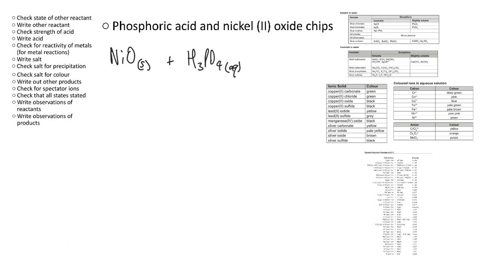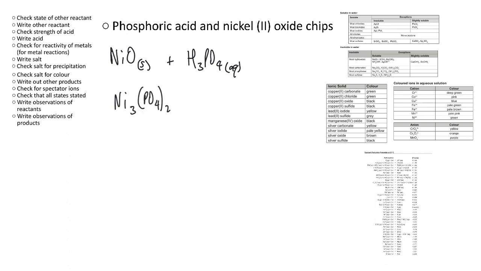Write out the salt. Okay, so what is the salt going to be here? It's going to be the positive part of the other and the negative part of the acid. So this is going to be nickel phosphate. Now, it's nickel 2 plus, and the phosphate is a -3. So this is going to be nickel 3 phosphate 2.